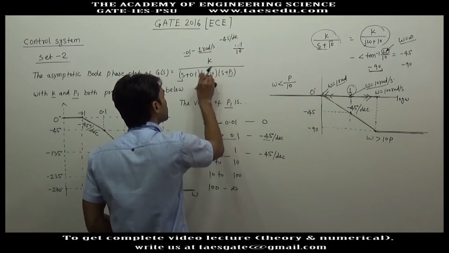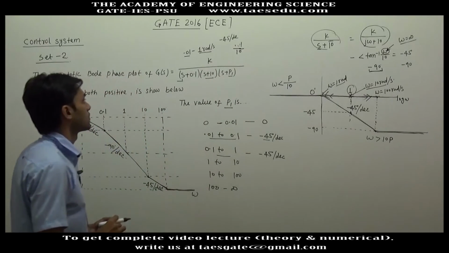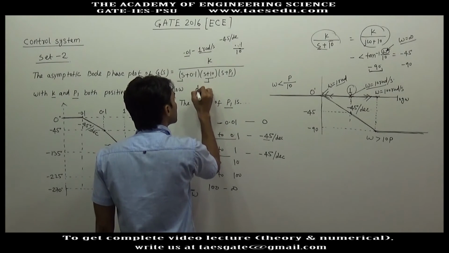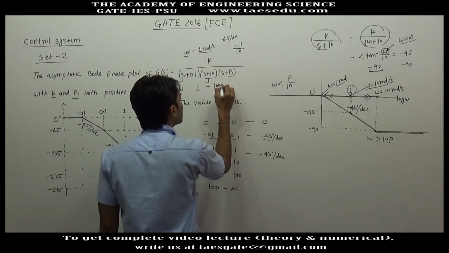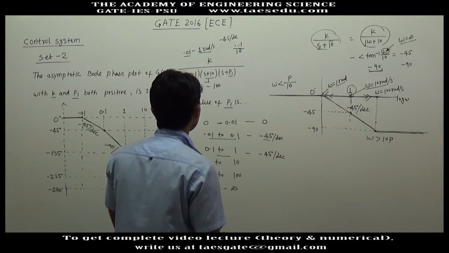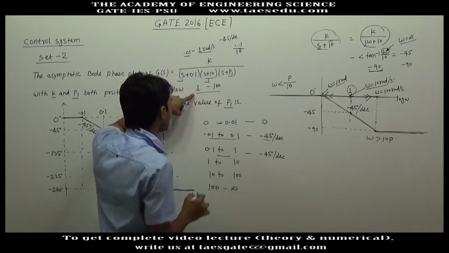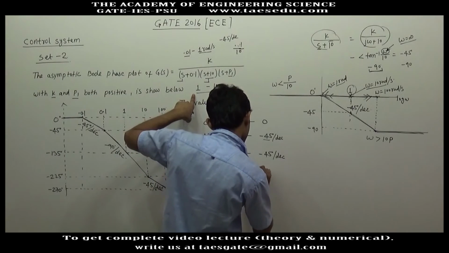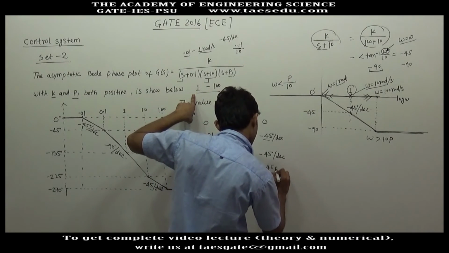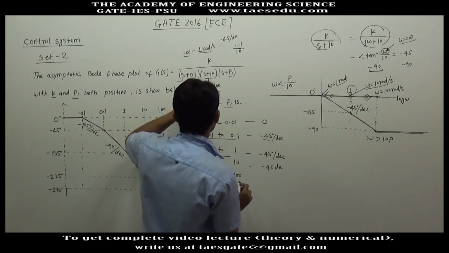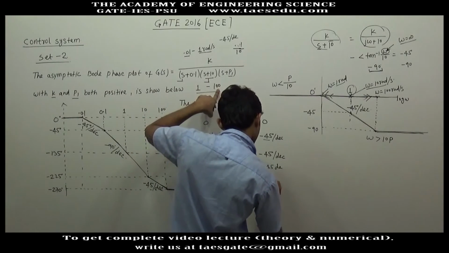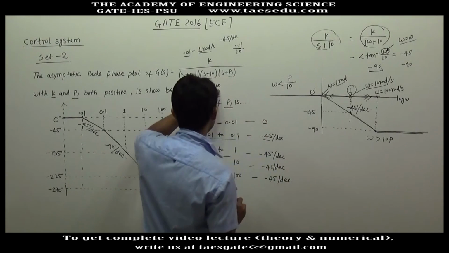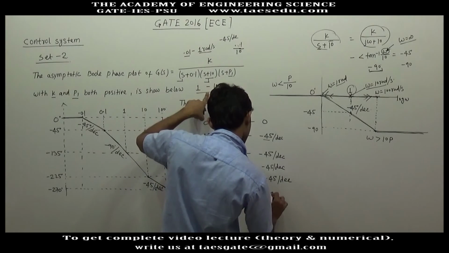Considering the effect of this pole, the effect of this pole will start from 10 by 10, meaning 1 radian per second, and it will go up to 100 radian per second. So the effect of this pole will start after 1 radian per second. So after 1 radian per second you should get minus 45 degree per decade, and from 10 to 100 also, up to 100 it is contributing, you should get minus 45 degree per decade, and after 100 you should get 0.